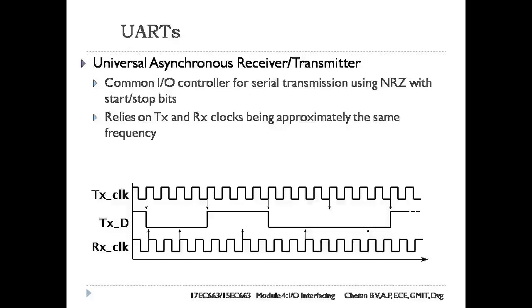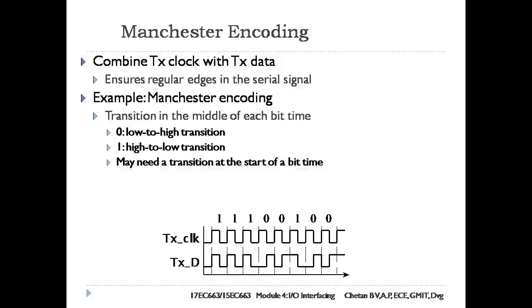The figure shows the illustration in which the transmit clock and receive clock have slightly different frequencies and are not related in phase. This figure indicates generation and sampling of serial data using transmitter and receiver clocks.